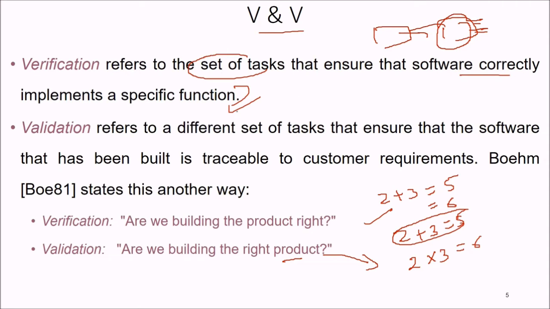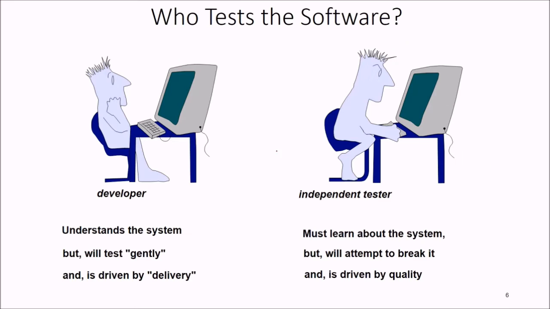And validation refers to a different set of tasks, tasks that ensure that the software that has been built is traceable to the customer requirements. In verification, sometimes people say that the basis is your design or design document. This is also given in some books: verification is done with respect to the design document, while validation is done with respect to the customer requirement.